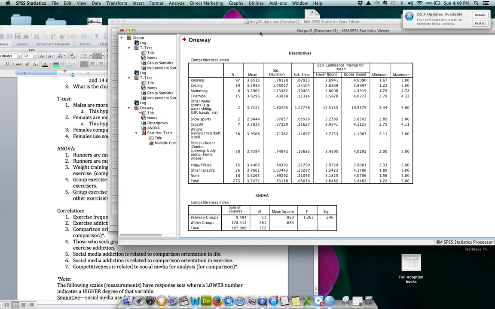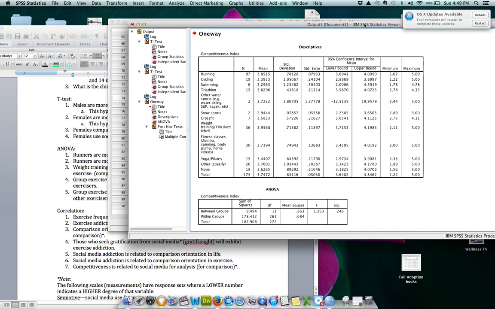So then hit OK. This is a little bit more than what we had before, because rather than males and females, we have all these different sports. As you can see, we had primarily runners, but we also had a good number of weightlifters and gym people. Just looking at some of these numbers, it's interesting. We got some weight trainers and running that seem to be much more competitive.